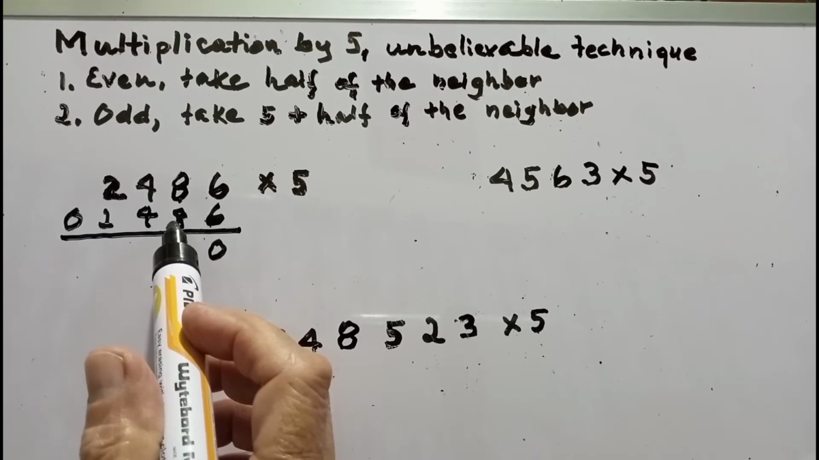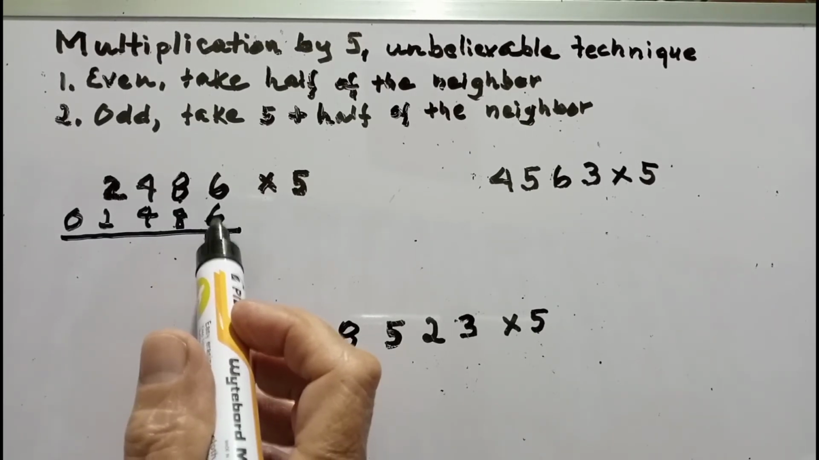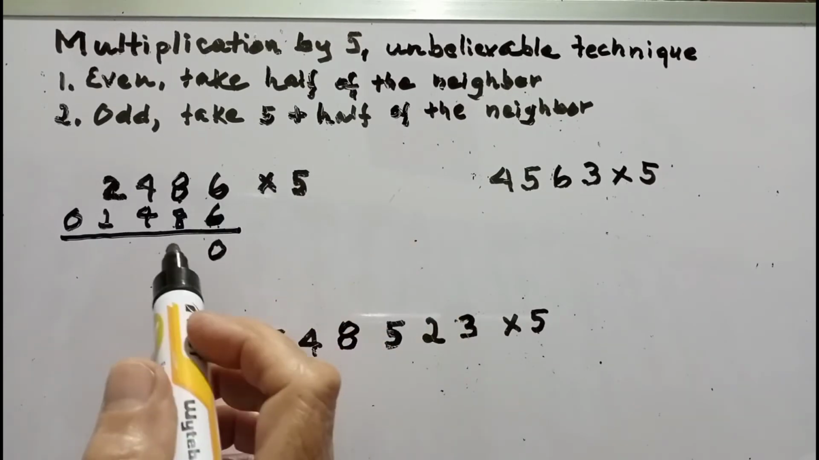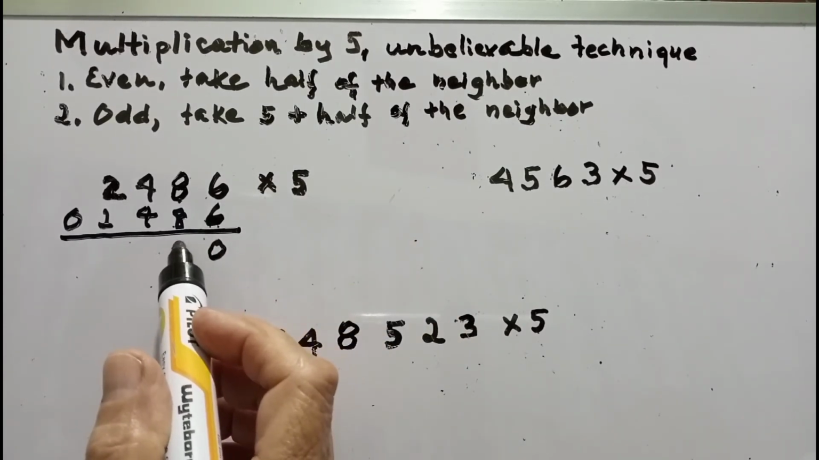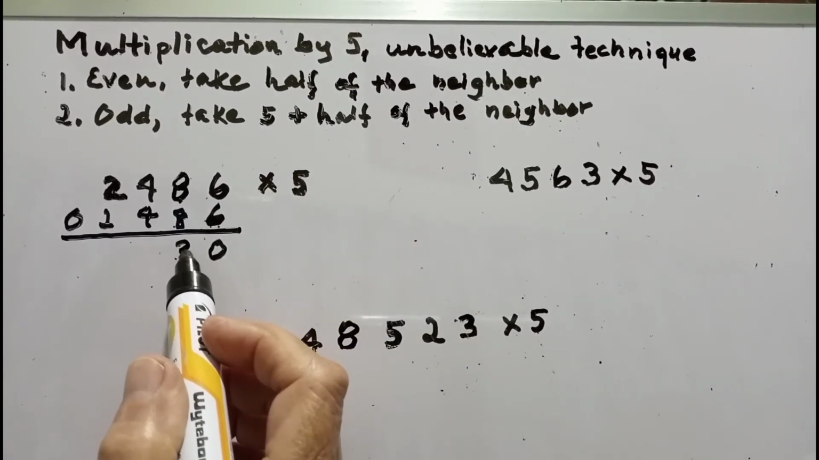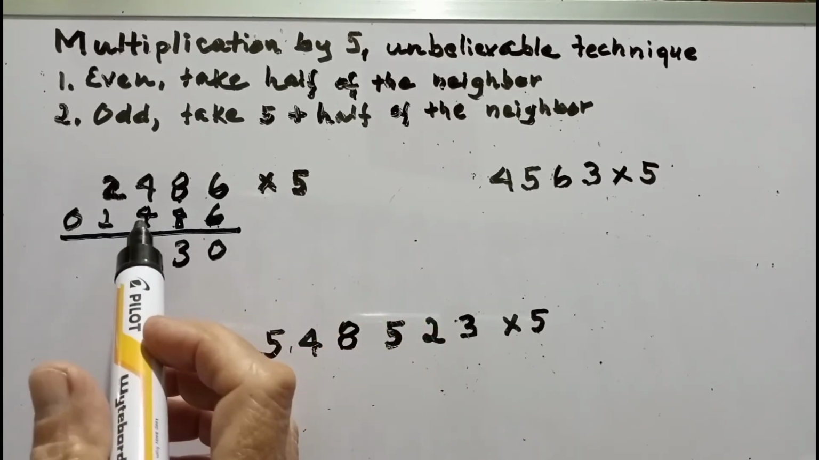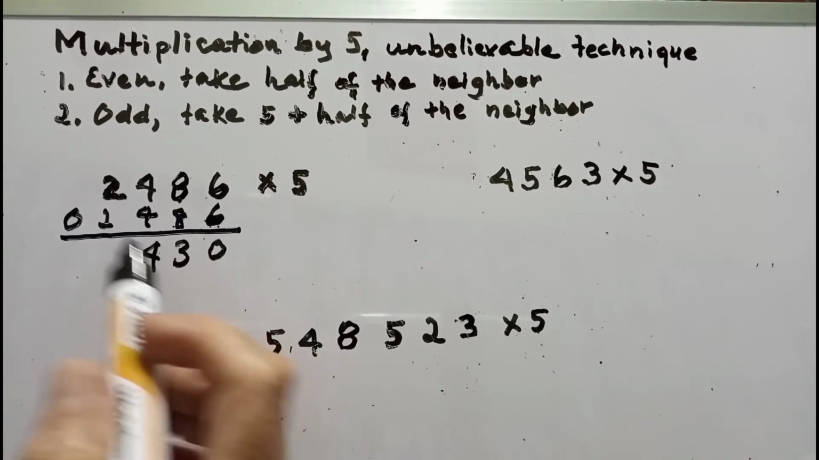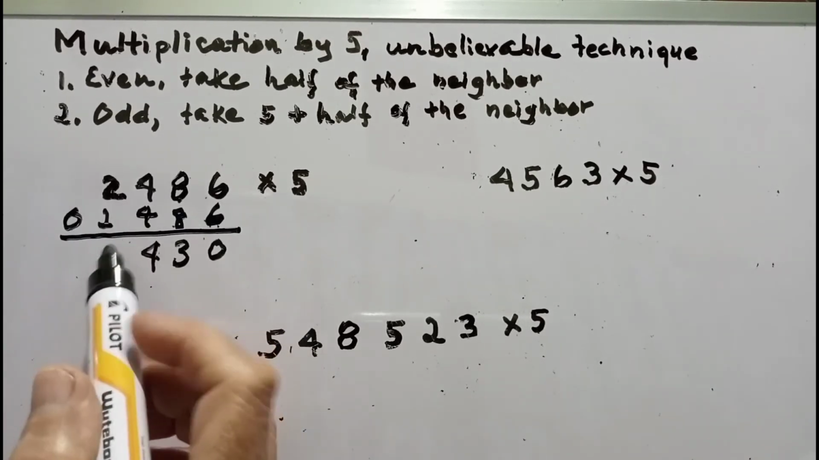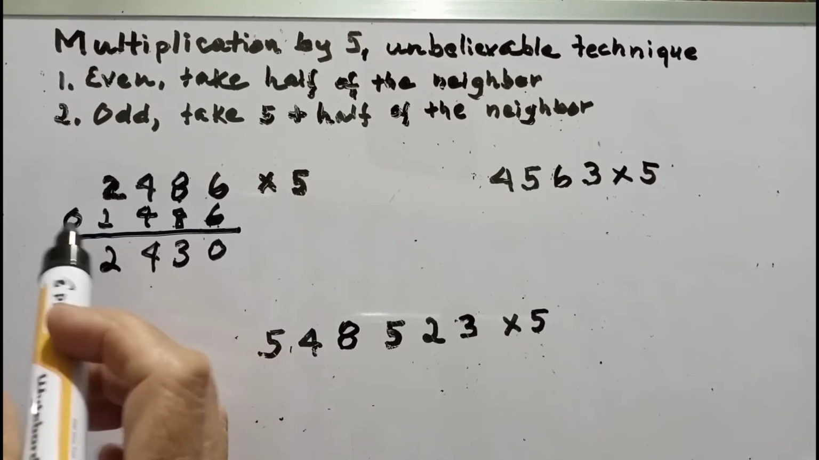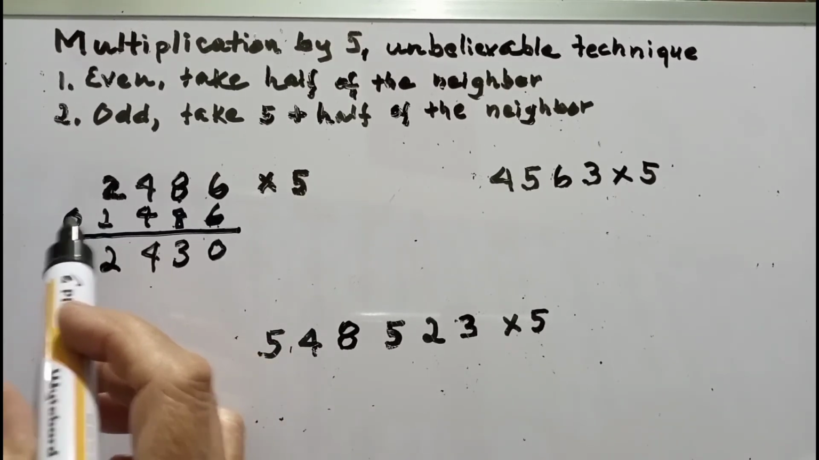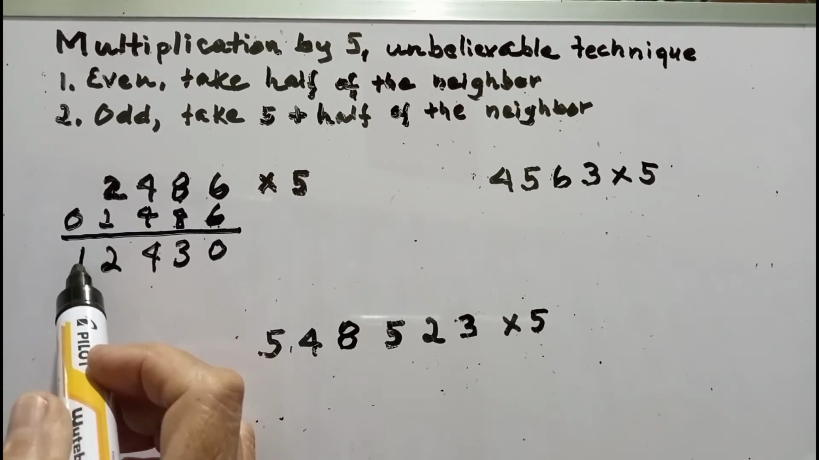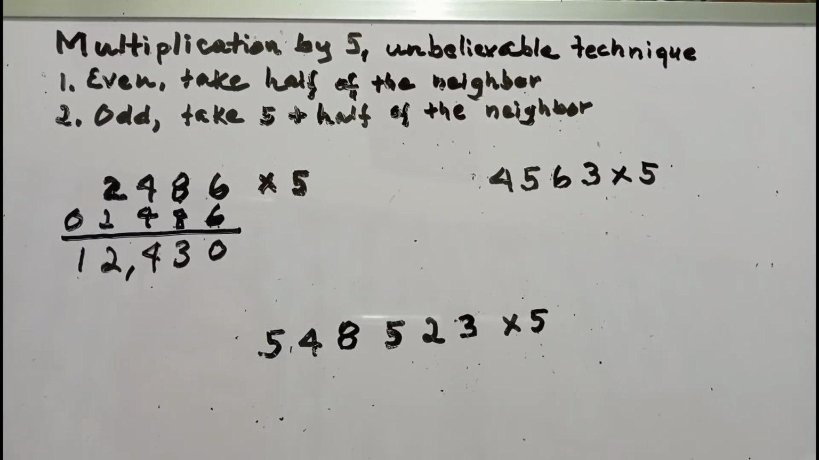8 is even, so take half of the neighbor, which is 6. So this is 3. 4 is even, so half of 8 is 4. 2 is even, half of 4 is 2. 0 is even, half of 2 is 1. So the answer is 12,430. You can check that out.